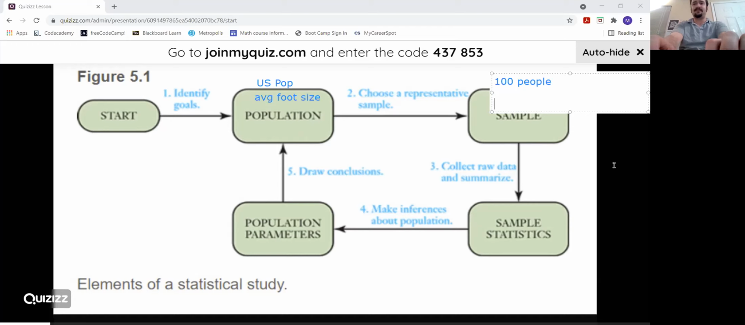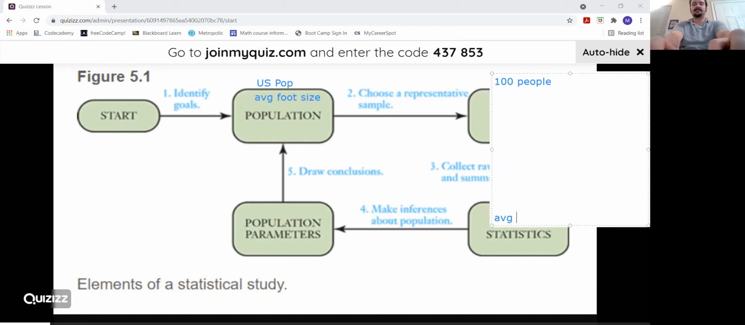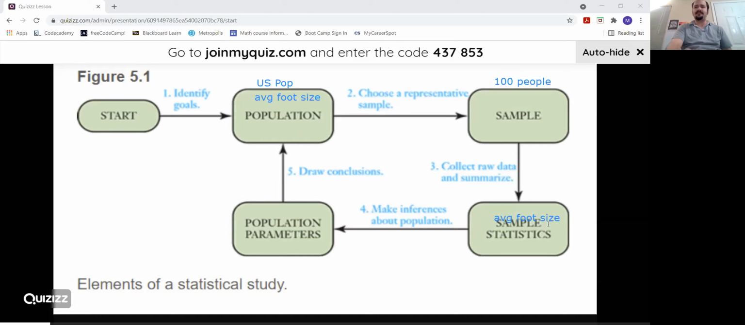And I go and I measure their, I guess this would be the sample statistic. I collect the raw data from them and I measure their average foot size. I use this average foot size that I measured from the 100 people to try to say something about the average foot size of my US population. And then from that, I think I'm what? Identifying goals. We wanted to find out the average foot size of the US population.